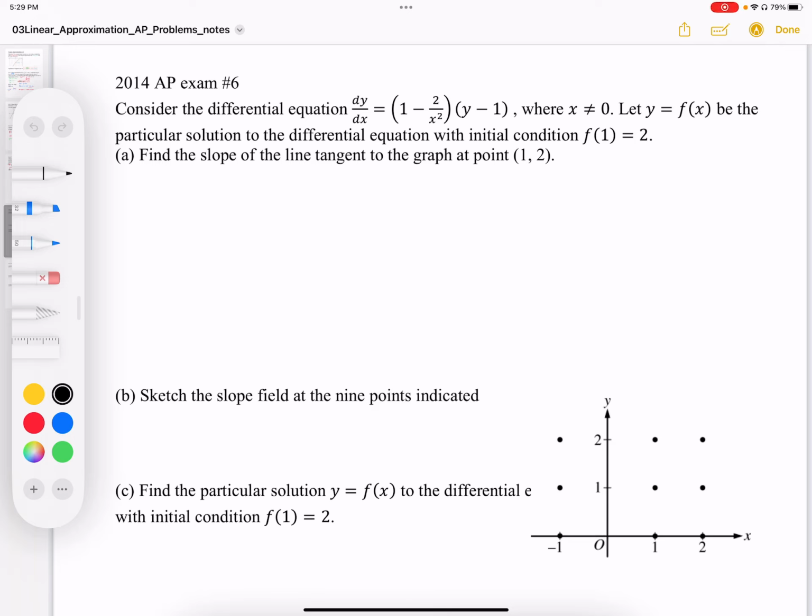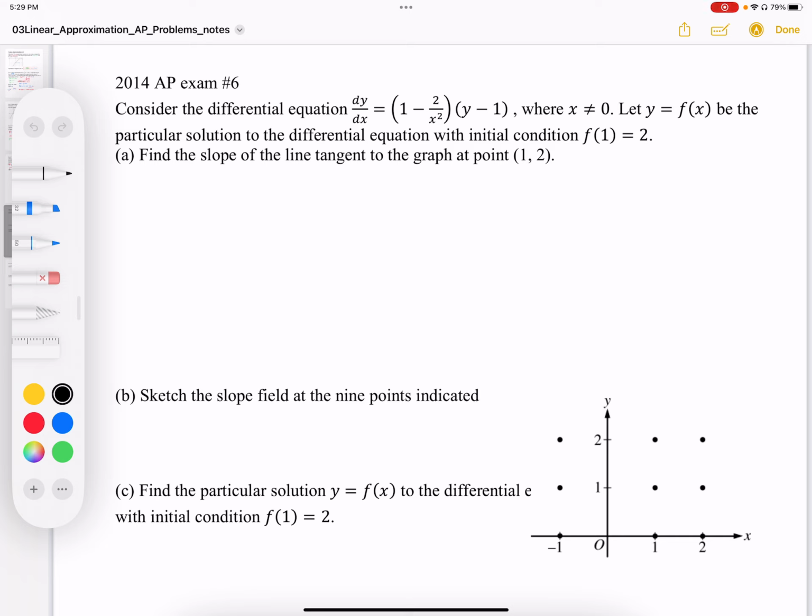The next question is a question from the 2014 AP exam. It says, consider the differential equation dy/dx equals (1 minus 2 over x squared) times (y minus 1). Again, notice that the x's and y's can be separated by multiplying and dividing, so we can separate and integrate this expression, where x is not equal to 0 because we can't divide by 0.